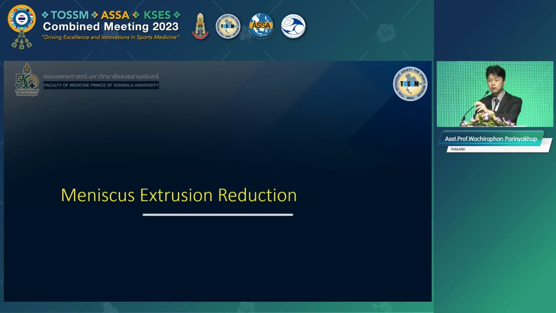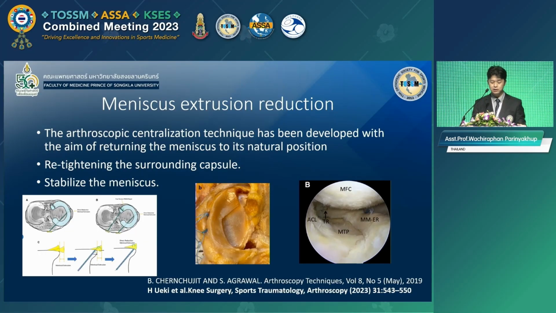Another operation is meniscal extrusion reduction, or some literature says the centralization of the meniscus. It is an operation with the purpose to return the meniscus to the neutral position by retightening the surrounding joint capsule, including the meniscotibial ligament, and stabilize the meniscus itself.